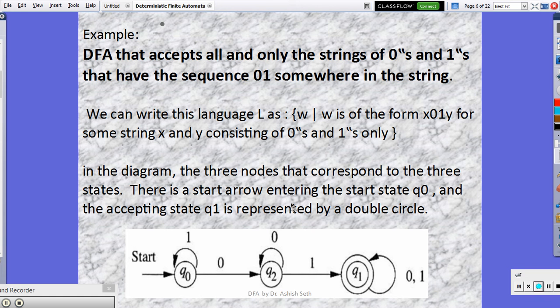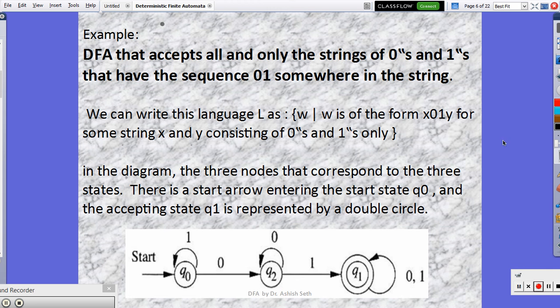So if you see this figure, this is the starting state, this is the final state, and the main focus here is that we start from here, and the basic requirement is that the string must have 0 1. So we start, we read 0, we reach some state, then we read 1, we reach some state, and this is the final state because this string reads 0 and 1. Now later it can read any 0 any 1, before also it can read any 0 any 1. So this we have the DFA.